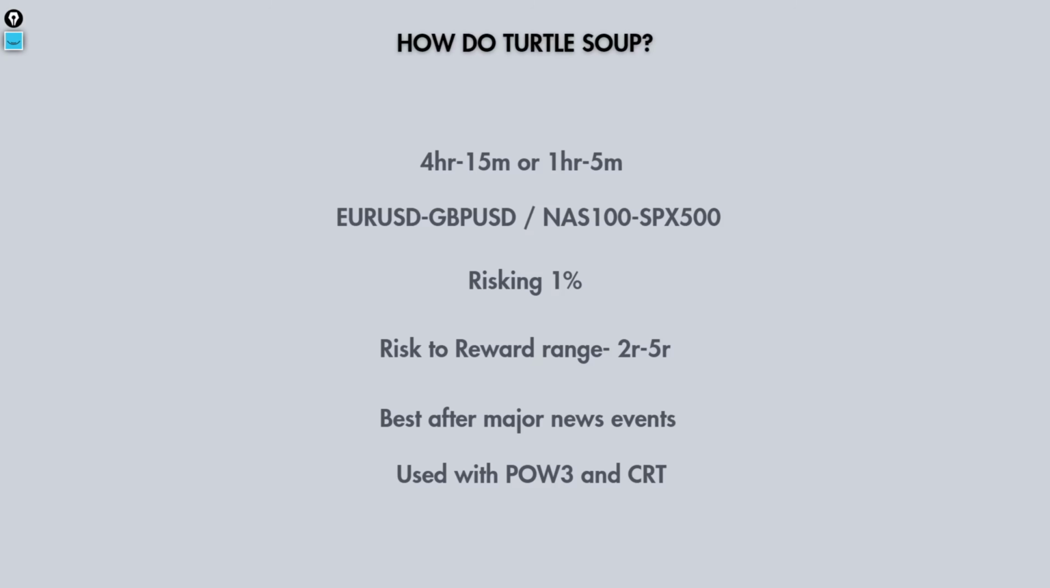And another thing, guys, the best time to trade this would be after news, because what does news create? It creates these major wicks, which leave us that major wick liquidation, which we can use for our turtle soup models. Any model alone is very good, but if you want to add even more confidence to this, I would recommend that you use a combination of the power of 3 and the candle range theory, which I'll be making more videos on, guys.